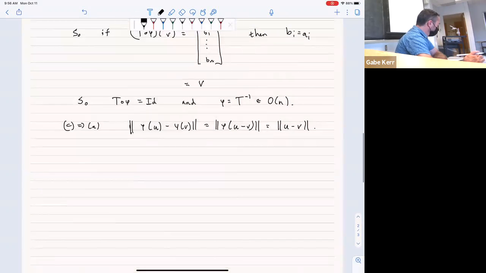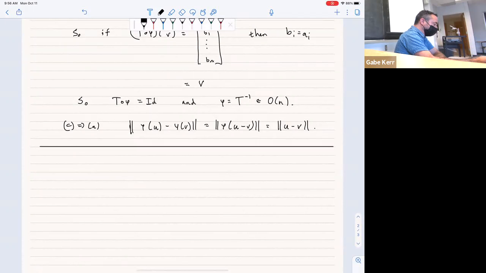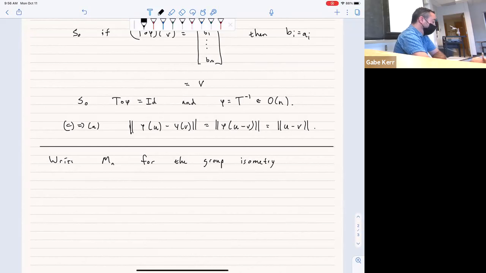All right. So first let's give ourselves a little more notation. We'll write, and this is Arden's notation, MN for the group of isometries of Rn. It is a group. Certainly if we have an isometry, we can just take its inverse.